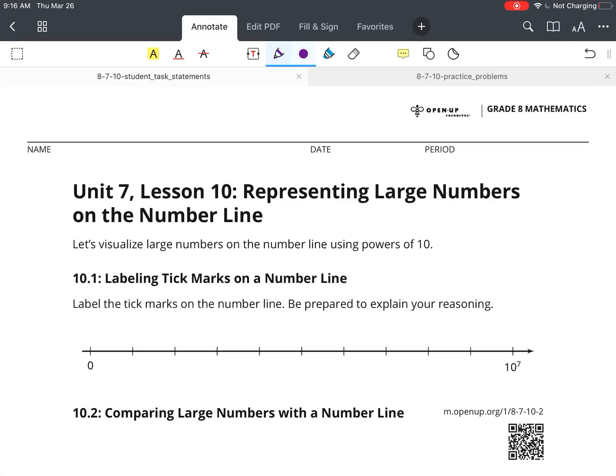It is 9:16. 9 and 16 are both perfect squares, right? Because 3 times 3 is 9, and 4 times 4 is 16. All right. So today we're going to be working with representing large numbers using exponents.